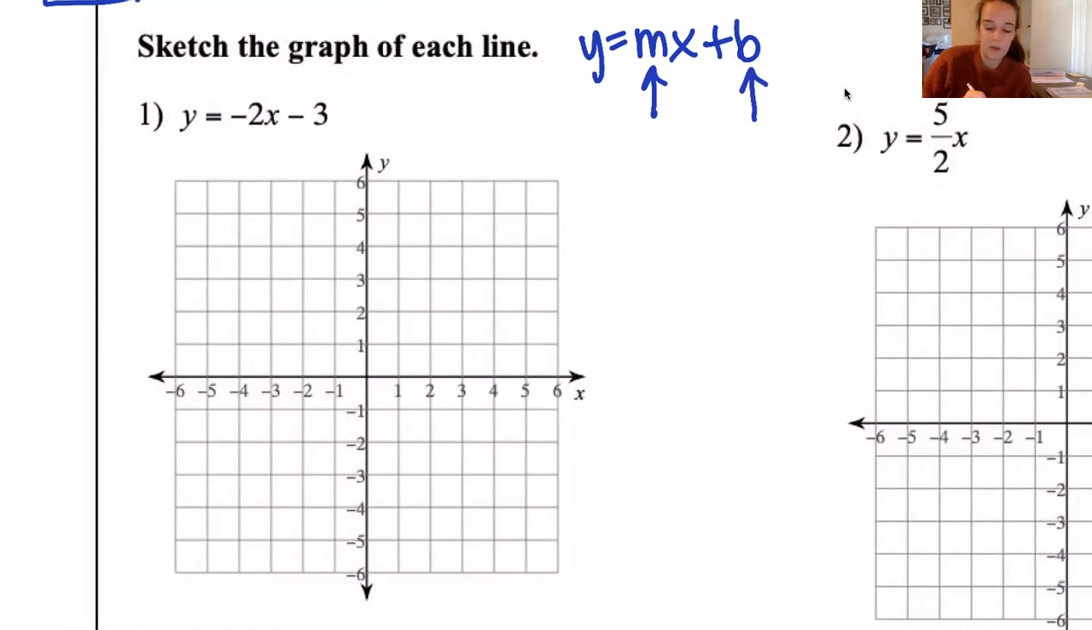So if it's in that format, which I can see, y equals mx plus b, right? Then I'm going to start at the number where my y-intercept is. Since my y-intercept is -3 on the y-axis, I'm going to go to -3. And then my slope is m. My slope, -2, will tell me what to do.